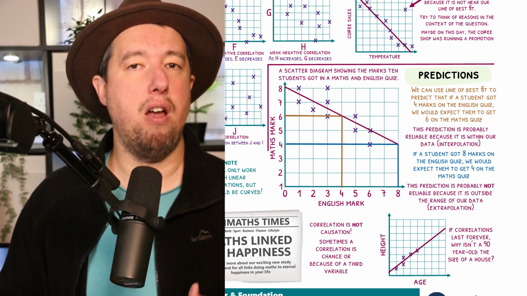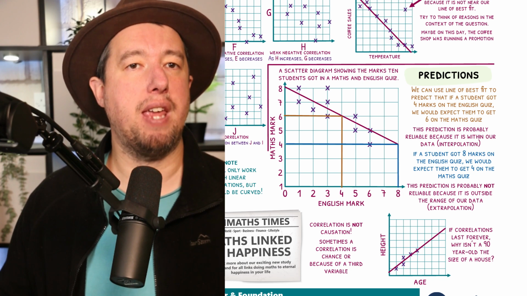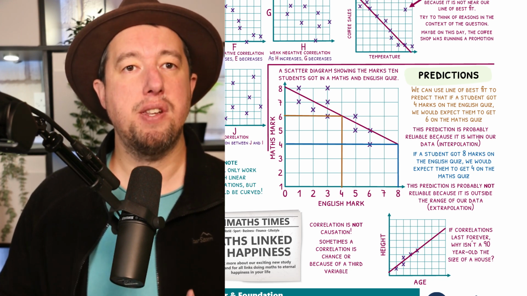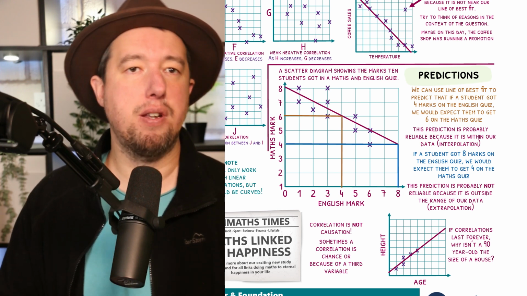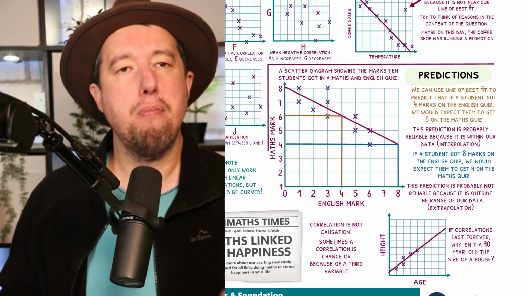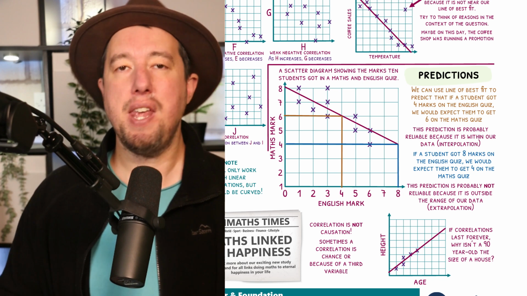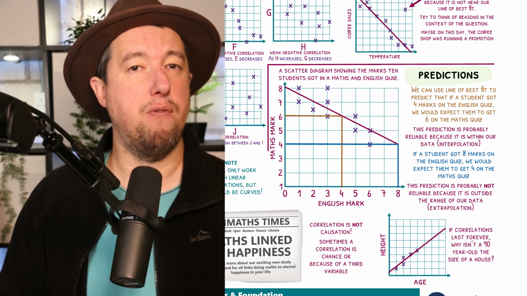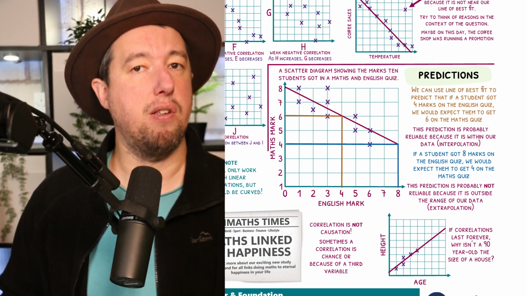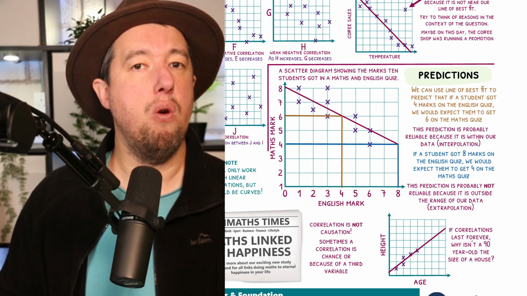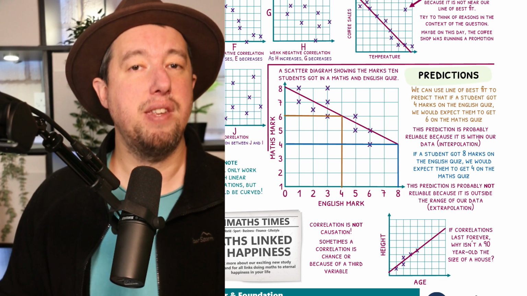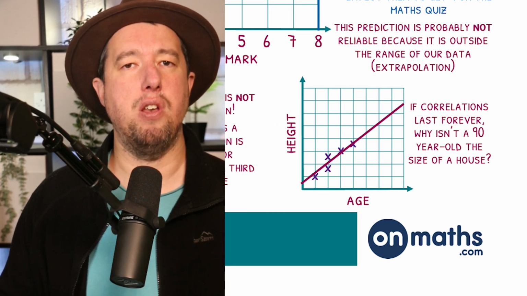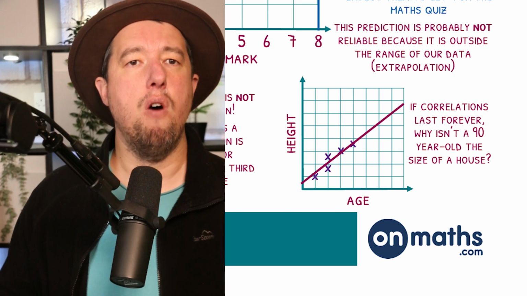Now let's use the line of best fit to estimate what a student would get in their maths quiz if they got 8 on their English quiz. We do the same steps, line up and across, and we would estimate that they'd probably get about 4 on the maths quiz. This estimate, however, is not reliable. You can see that we only have data for students up to a mark of 6 on the English test. We do not know if this relationship continued. This is called extrapolation.